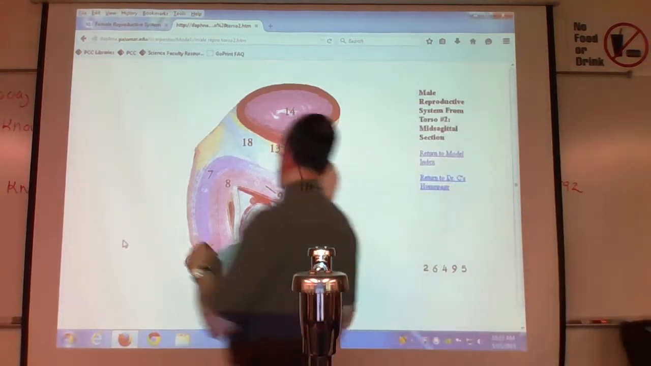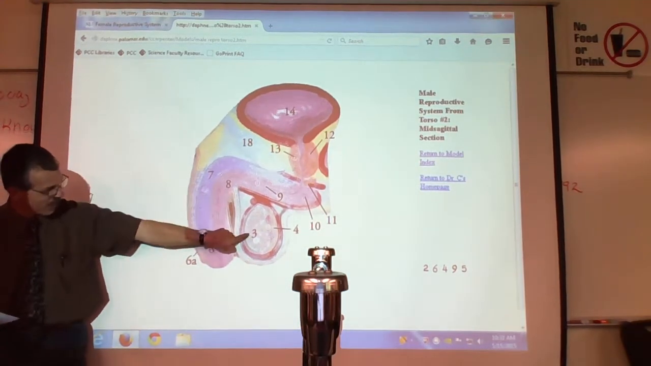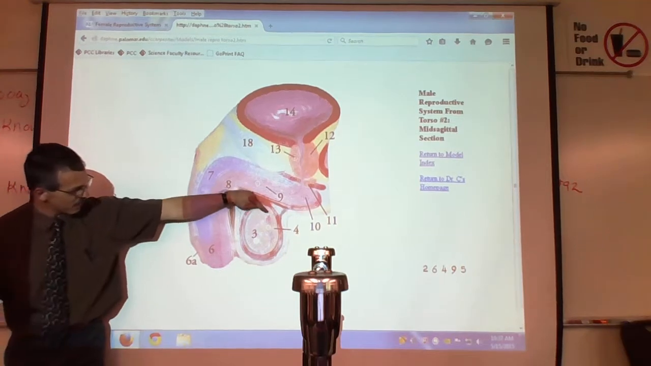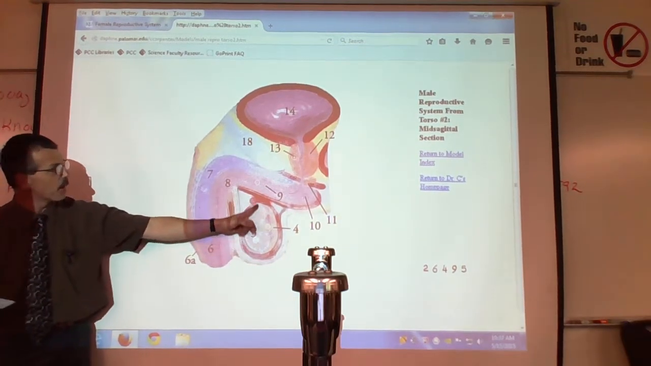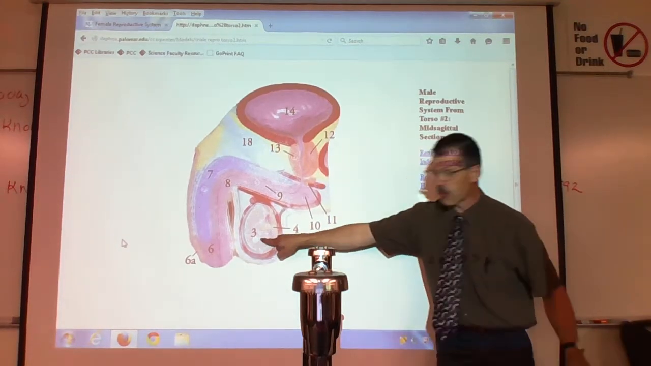All right, so let's pretend you're taking a quiz. I'm going to start here, which is my testis. My epididymis is on the back of this model. It's going to come up and around. So let's start with my testis. Number 3 is the testis.